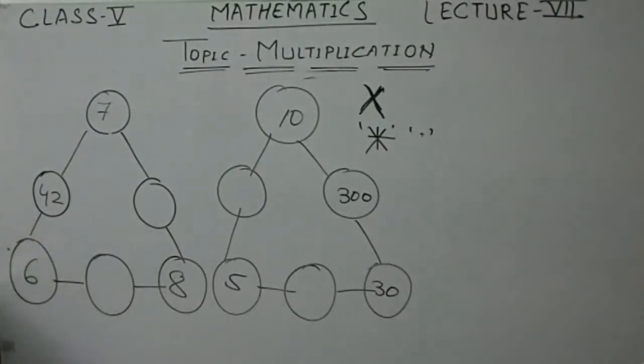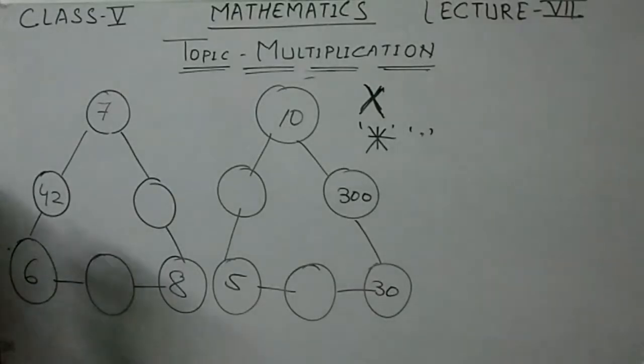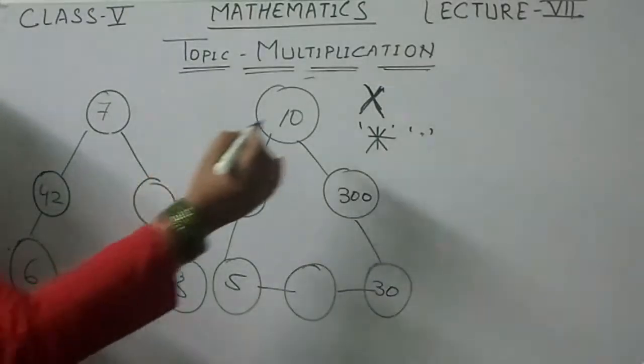In a simple way, you can say that multiplication is when you take one number and add it together a number of times. That means multiplying means repeated addition of a number. I will show you an example.